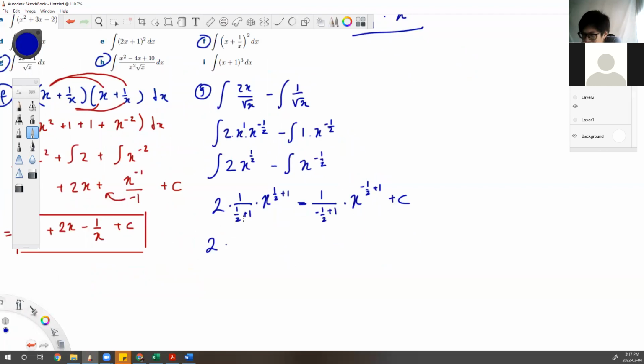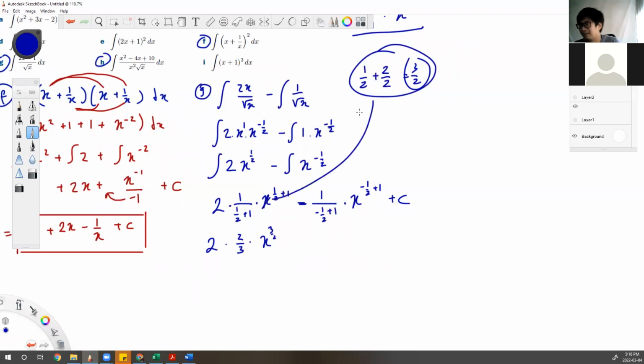3 over 2, right? 1 over 2, I just do it in a separate place. 3 over 2. So 1 over 3 over 2 is 2 by 3. Just switch. Times x power 3 over 2, right? This is for your helping, so you don't have to do one by one like this. Just do it on a separate part of paper.